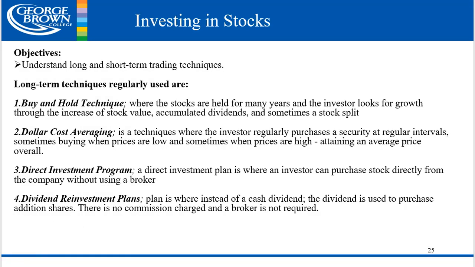Another objective in Chapter 14, investing in stocks, is to understand long-term and short-term trading techniques. So this slide is looking at 4 long-term trading techniques, and I'm not going to read it all, but number 1 is buy and hold technique. Number 2 is dollar cost averaging. Number 3 is a direct investment program. I'll just mention that one. A direct investment is where an investor can purchase stock directly from the company without using a broker. That's fairly rare. Most transactions for most individuals are through some type of a broker.